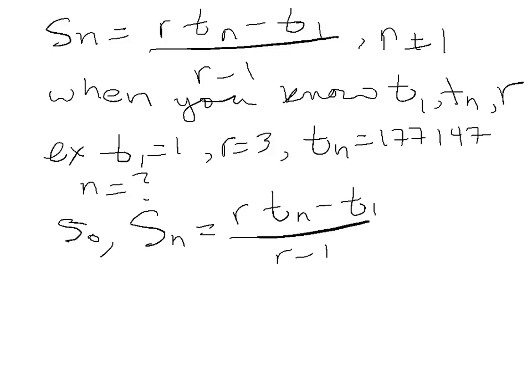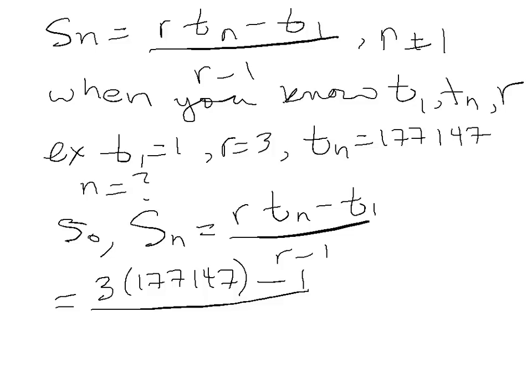Okay, so plug in what you know. We've got R equals 3, so 3 times 177,147 bracket minus T1 is 1, all divided by R minus 1. And R is 3 minus 1, and that equals 265,720. Very exciting.